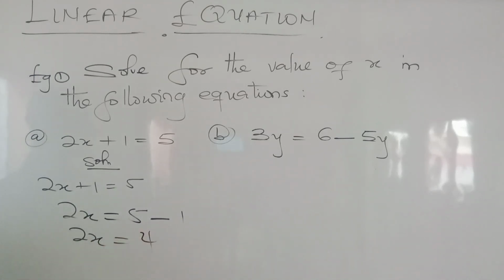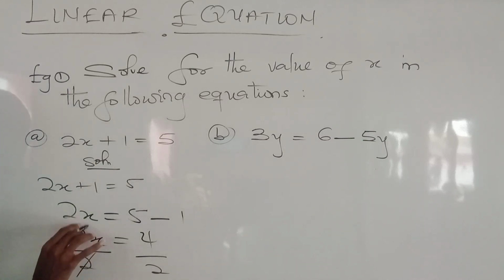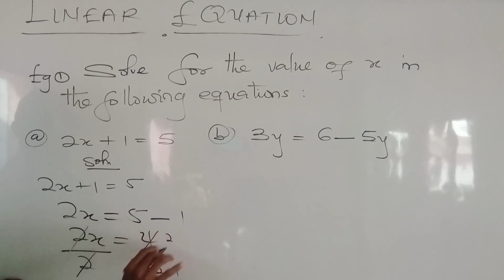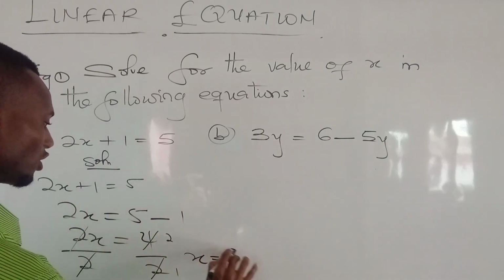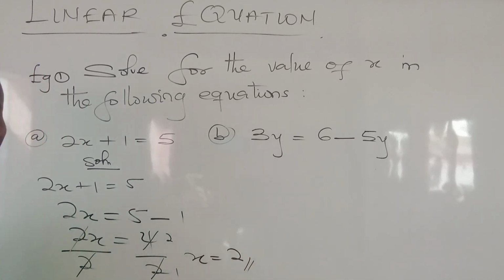So write your 4. Now how do we get our s to stand alone? We have 2s equals 4. The 2 and the s are multiplying, so you divide through by the coefficient of s, which is 2. I divide here by 2 and here also by 2, so that these 2s cancel away. 2 goes into 2 once, and 2 goes into 4 twice. So you have s equals 2, which is your final answer.